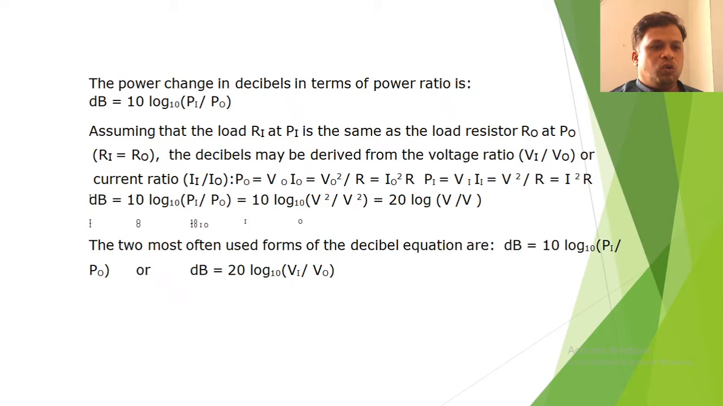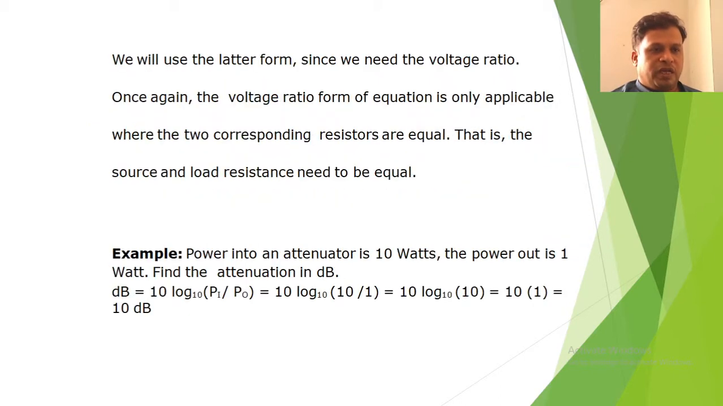The two most often used forms of the decibel equation are the power equation and the voltage equation, which have the power ratio and the voltage ratio. We will use the latter form, since we need the voltage ratio. Once again, the voltage ratio form of the equation is only applicable where the two corresponding resistors are equal. That is, the source and load resistance need to be equal.